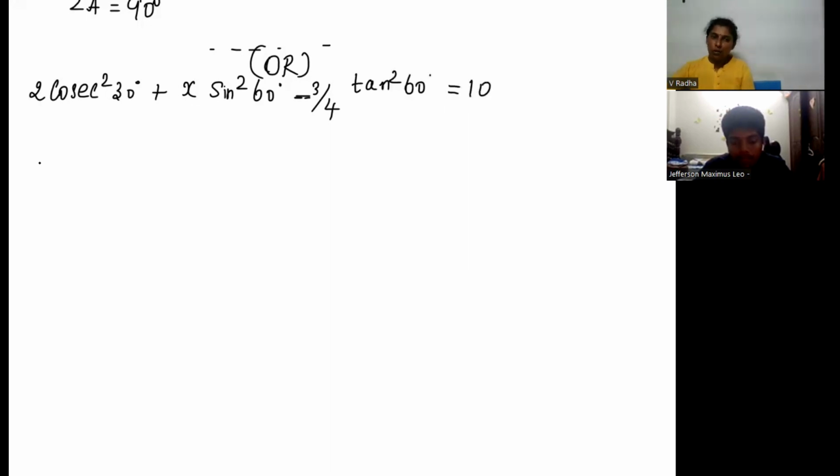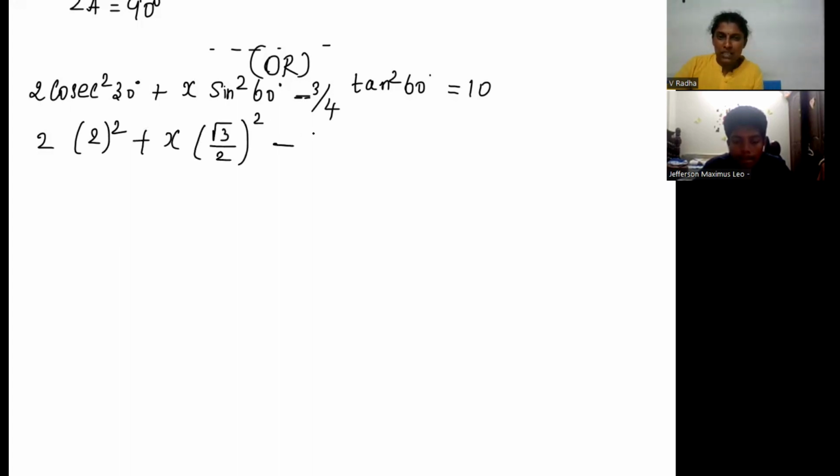Cosec 30 is the reciprocal of sine 30. Sine 30 value is 1 by 2, so 2 by 1, squared. Then x sine 60 is root 3 by 2, the whole square. Minus 3 by 4 tan 60, which is root 3, the whole square, is equal to 10. 2 square is 4, 4 twos are 8.